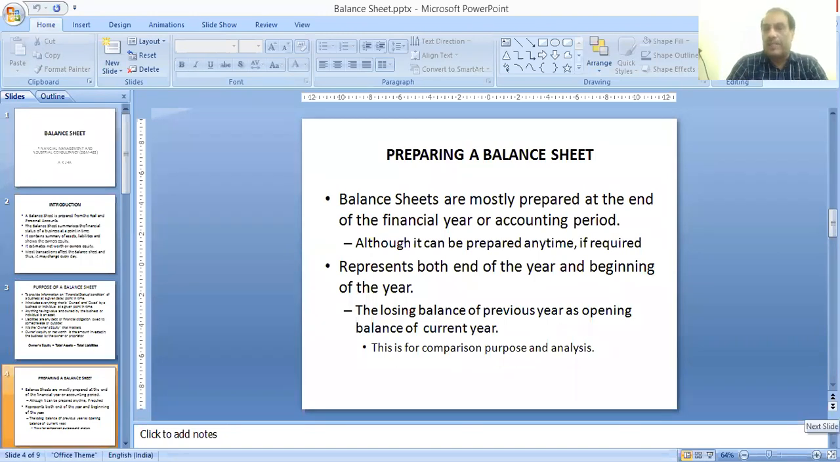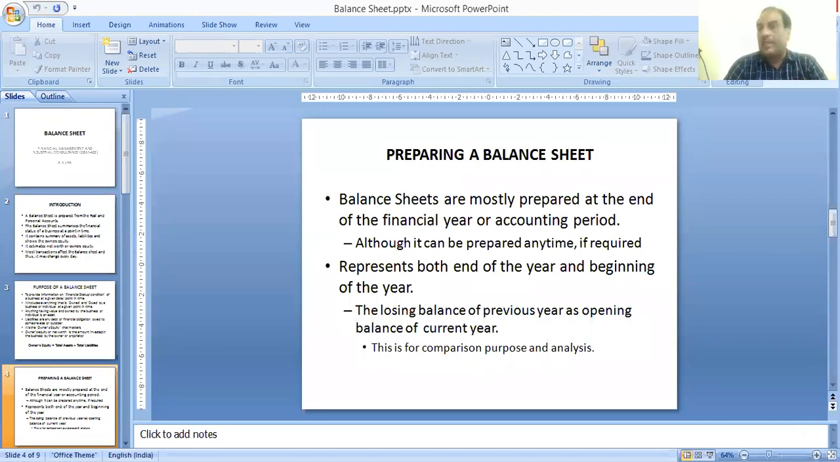Then preparing a balance sheet. Balance sheets are mostly prepared at the end of the financial year or an accounting period. We have already discussed, and in India, you know, the accounting or financial year starts with 1st April to 31st March. So the end of 31st March is the end of the financial year, accounting year, and thus most of the balance sheets are prepared on 31st March.